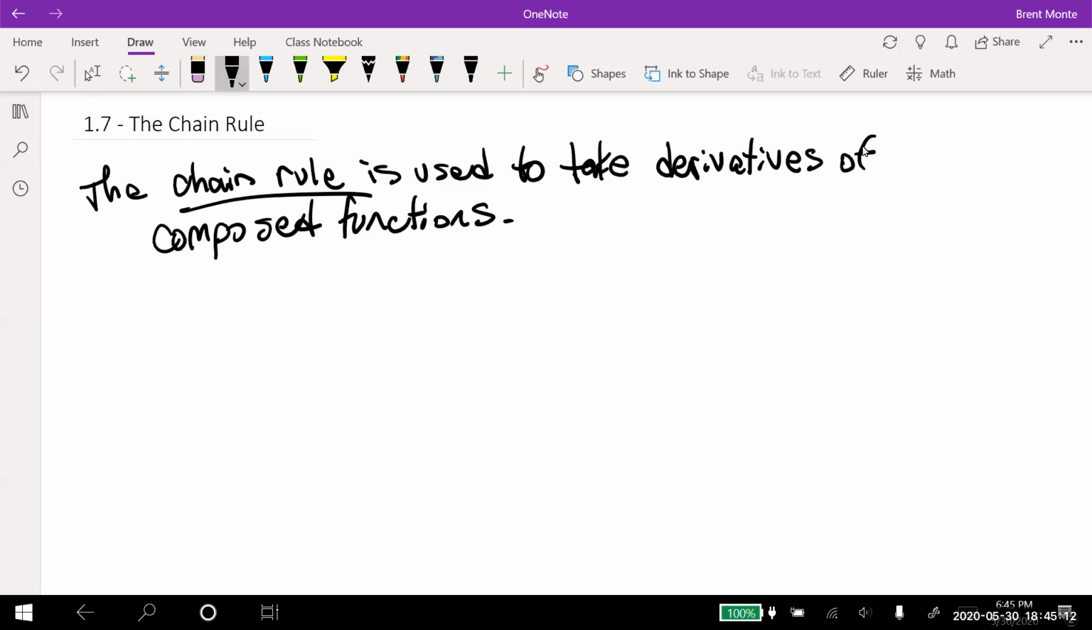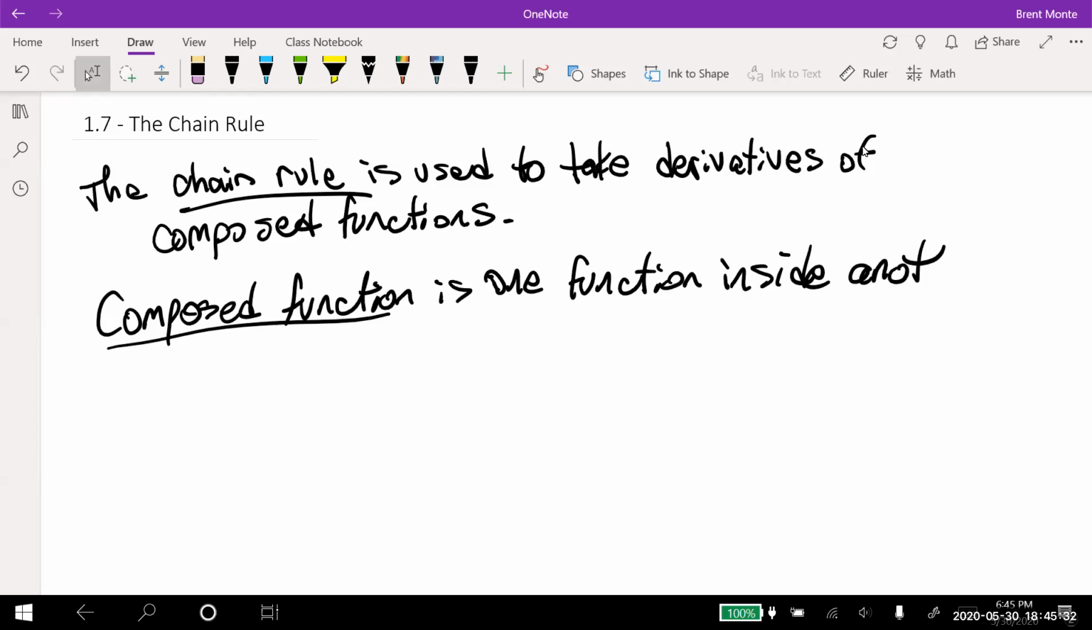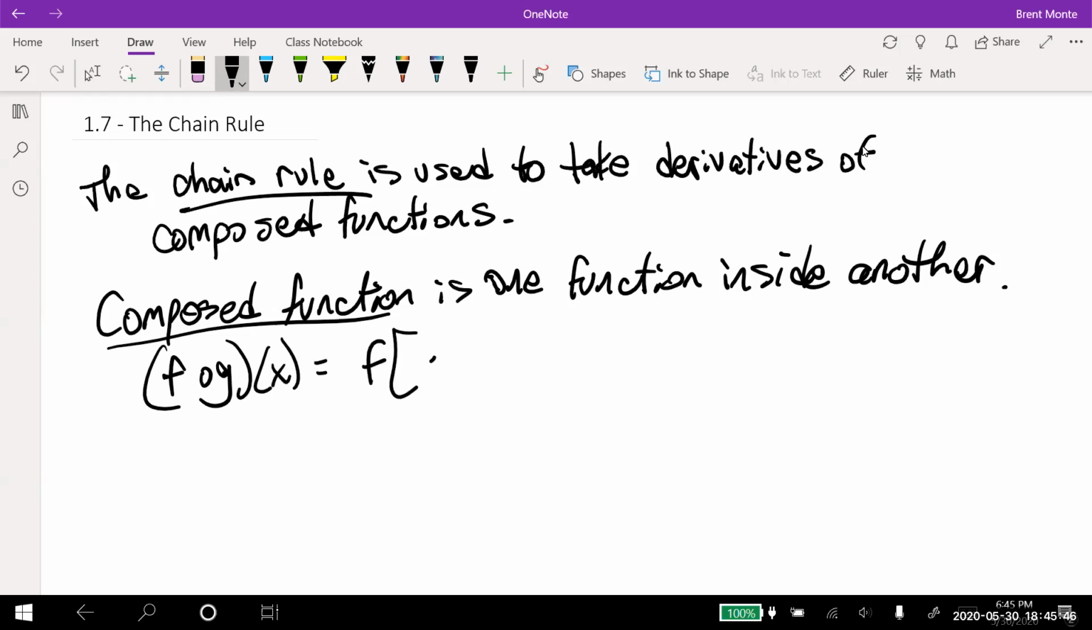So the chain rule, if it's a composed function, and remember a composed function is one function inside another. In algebra, we would write a composed function this way. We would do either f of g of x, but that's not really going to help us for our purposes. Typically, we would see it as f of g of x. And that function g of x is inside the f function.